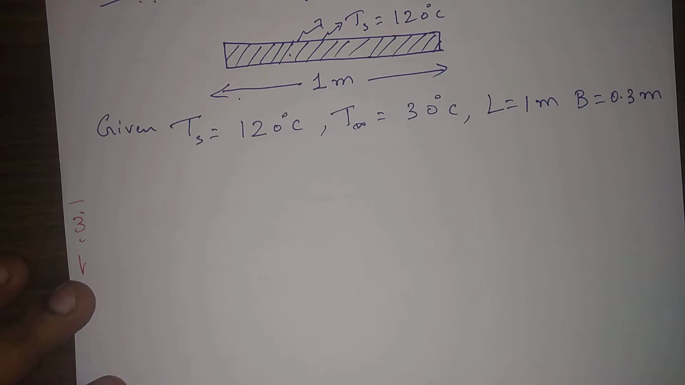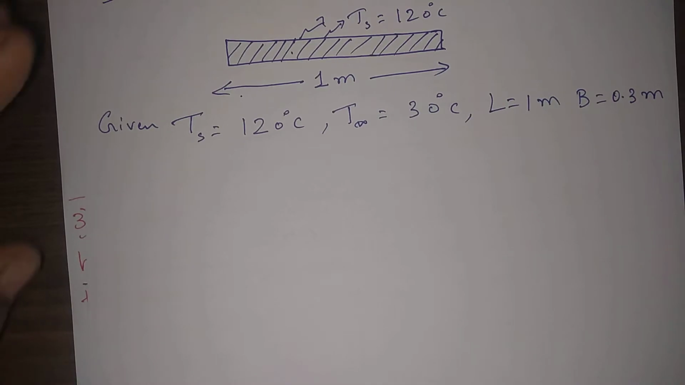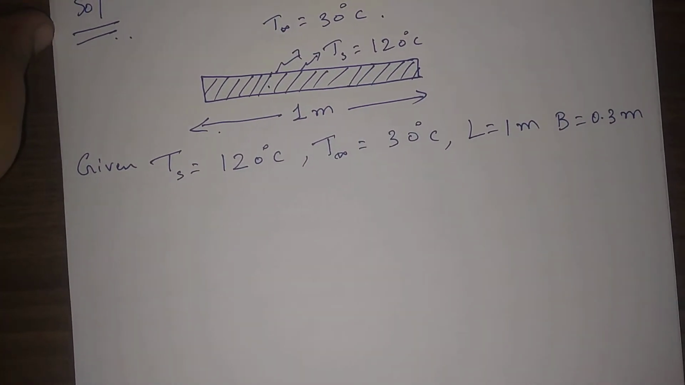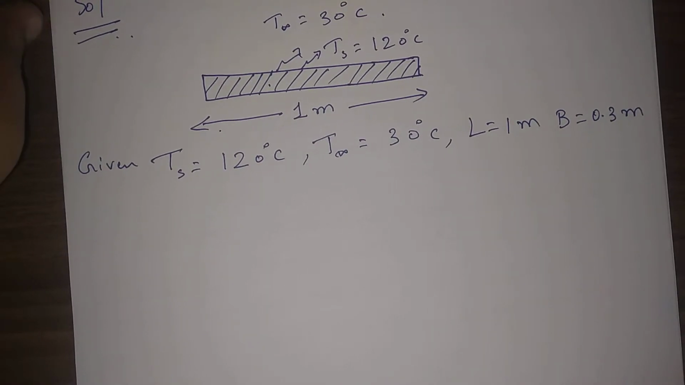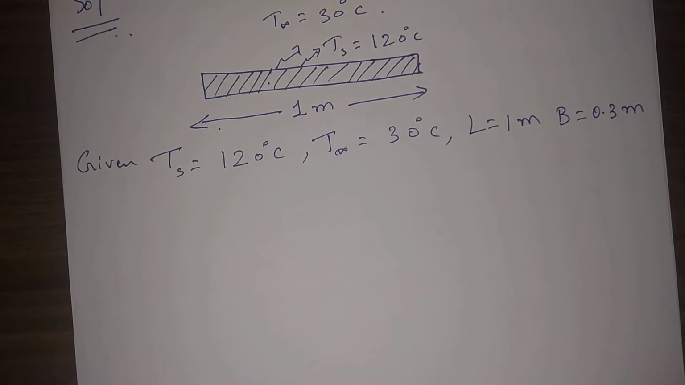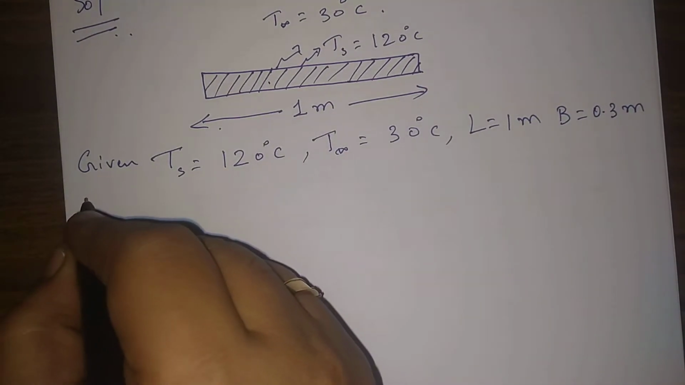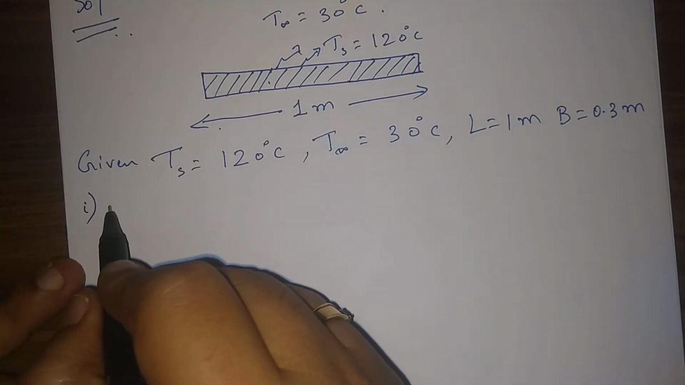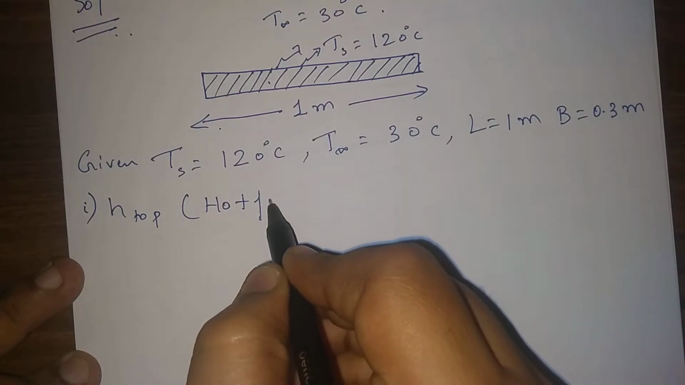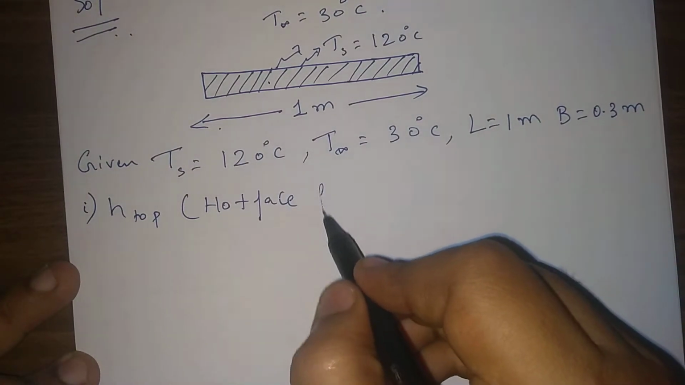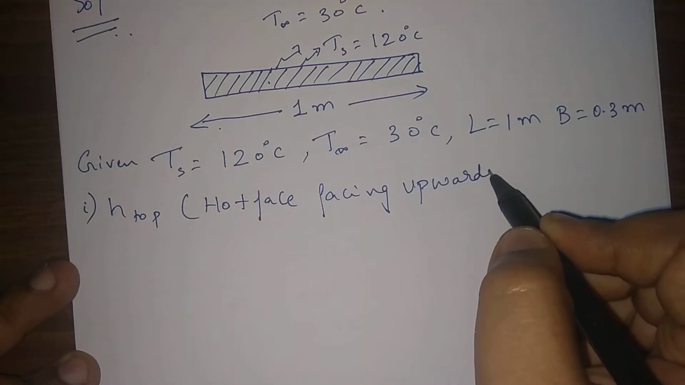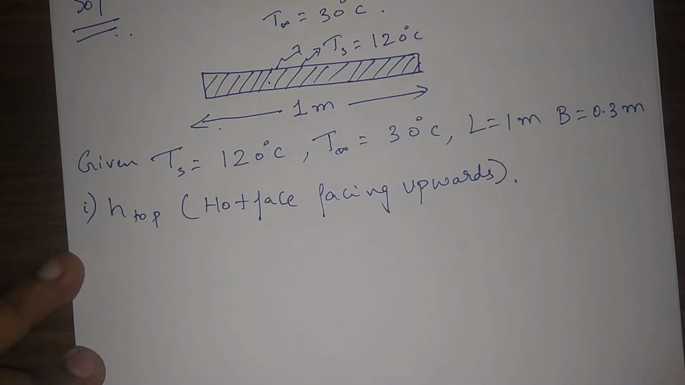Okay, so now this is what the thing is. Next, what do we need to do? Here you should be very careful. What are we calculating here? We need to calculate the characteristic length here. So how do we calculate the characteristic length? First, let us consider case 1, that is h top, hot face facing upwards. Let us consider this first.